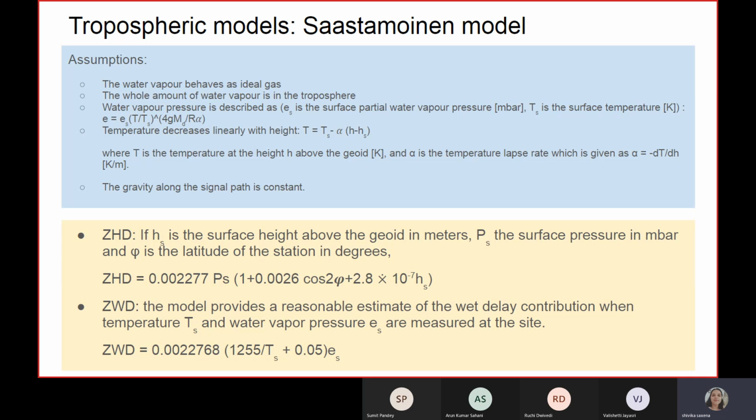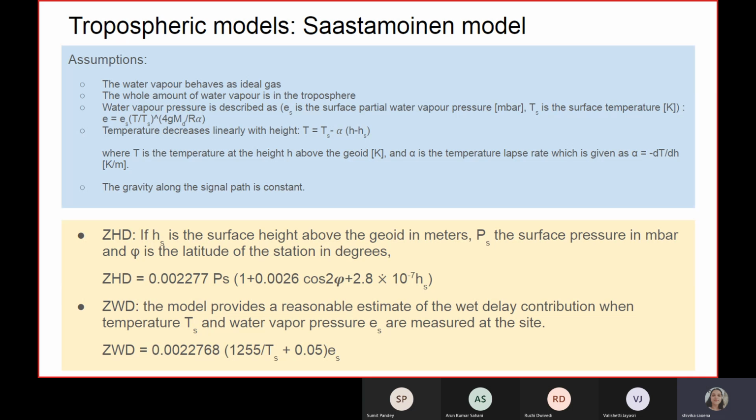ZWD, the model provides a reasonable estimate of wet delay contribution when temperature Ts and water vapor pressure Es are measured at the site. So this requires a specific meteorological instrument to be there. Generally, in foreign countries where GPS networks are there, all the GPS stations in a network are combined with a meteorological sensor, and that is very beneficial for atmospheric and weather forecasting applications.